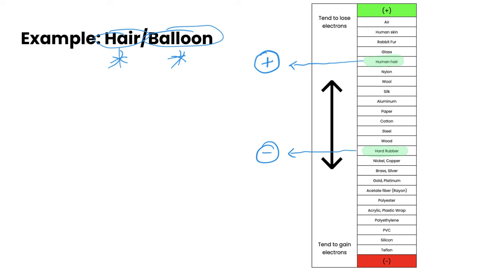Okay, and that's how we get the positive charge left on the hair and the negative charge left on the balloon. That's it for this video then. Let's move on to our next task.